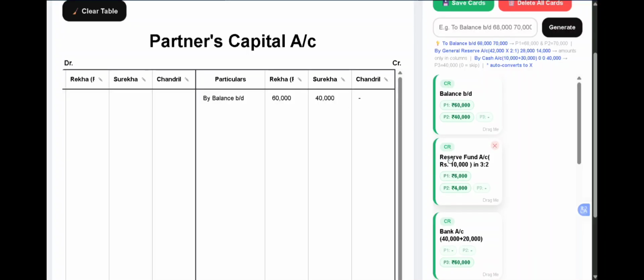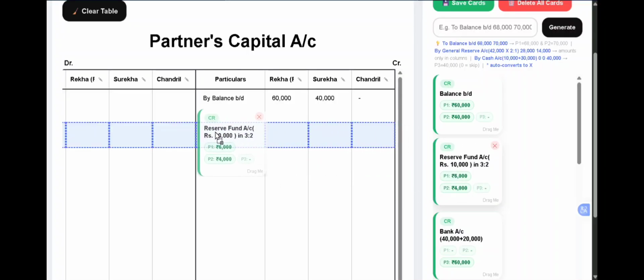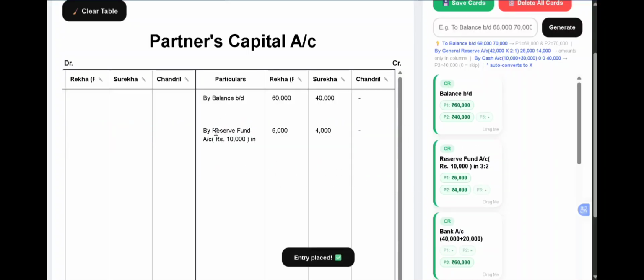So reserve fund belongs to the old partners, so it should be distributed to the old partners before admitting a new partner. So the reserve fund given in the balance sheet is rupees 10,000, which should be distributed to the old partners in their old profit sharing ratio, that is 3:2, which will be 10,000 into 3 by 5, that is 6,000, and 10,000 into 2 by 5 will be 4,000 for Surekha.